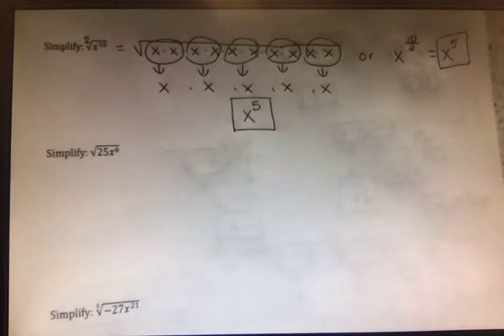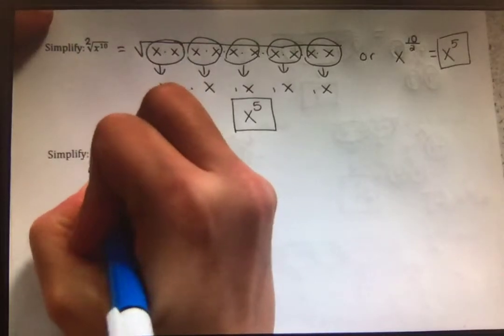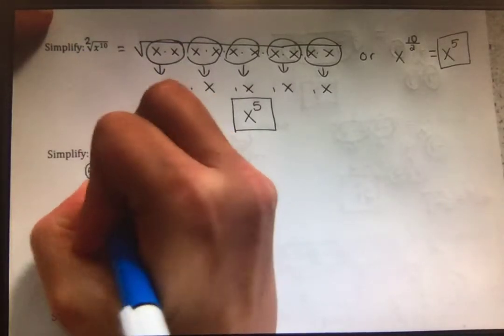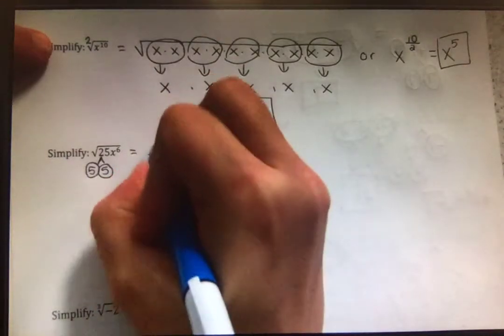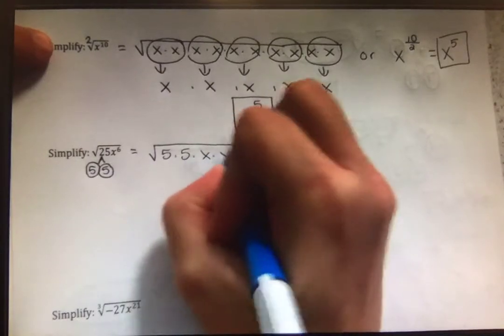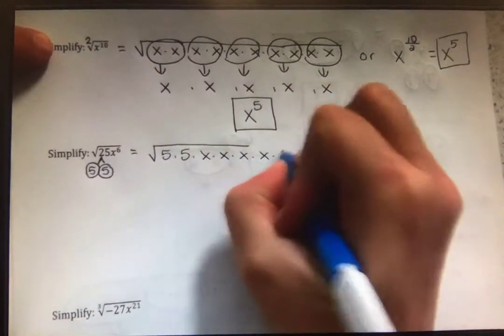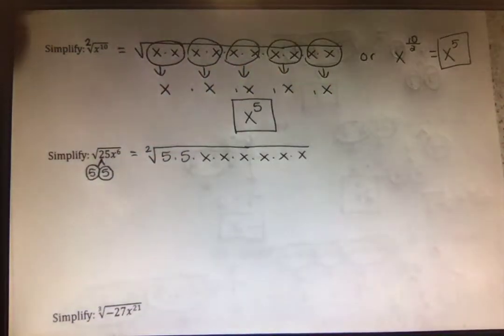Continuing to the next problem, if we have the square root of 25, x to the 6th, I can break down 25 into 5 times 5. 5 is prime, it cannot be broken down any further, so it gets circled. So I have the square root of 5 times 5 times x times x times x times x times x times x. Again, it's a square root, so we're taking out 2 of a kind.